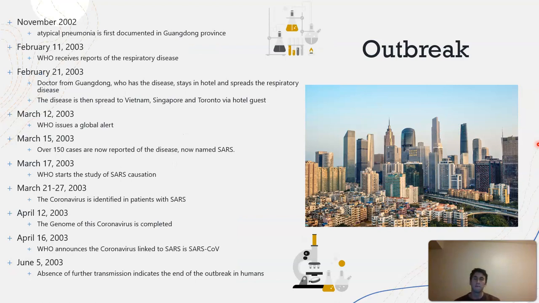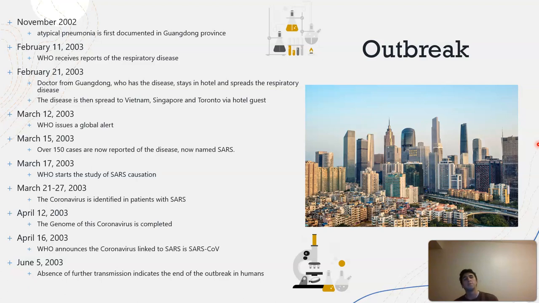Here's a little run through of the timeline of the outbreak of the coronavirus of SARS. It starts with the atypical pneumonia. It's first documented in Guangdong province. It was called atypical because of its fever-like symptoms. And then in February of 2003, the next year, the World Health Organization received reports of a respiratory disease. A little later, a doctor from Guangdong who had the disease stays in a hotel and spreads a respiratory disease.